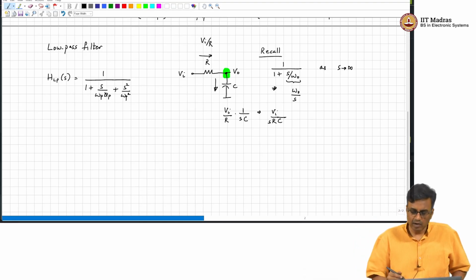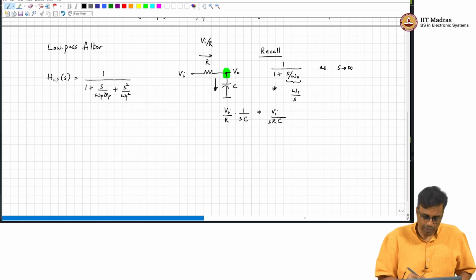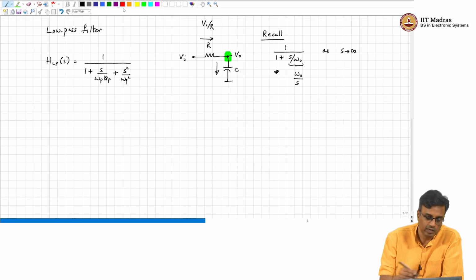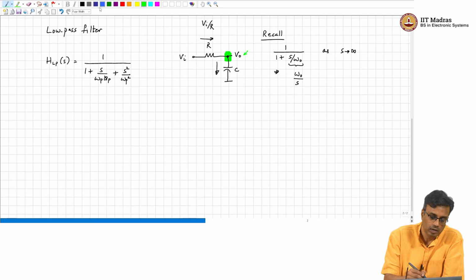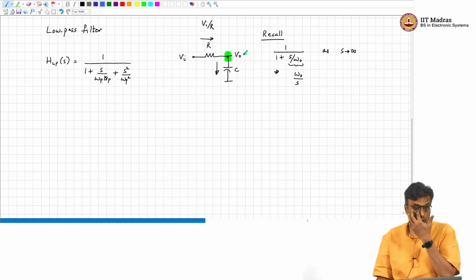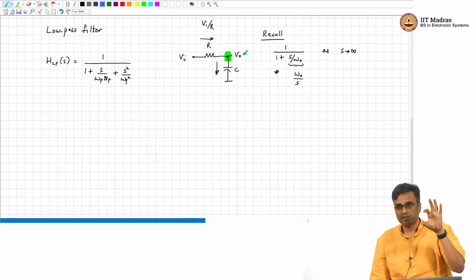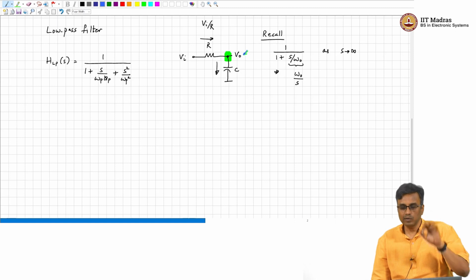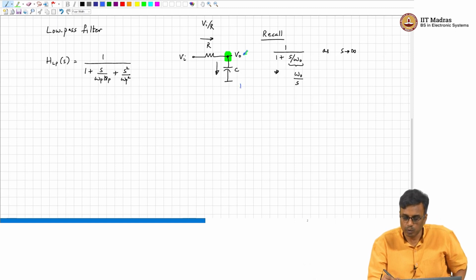Now, here at high frequency, the voltage across the capacitor is 0 or very small. So, basically the current that flows through the resistor is approximately Vi by R. That is the current that flows through the capacitive impedance of 1 over SC. So, at high frequency, therefore, we should expect the output to go as Vi over R times SC.